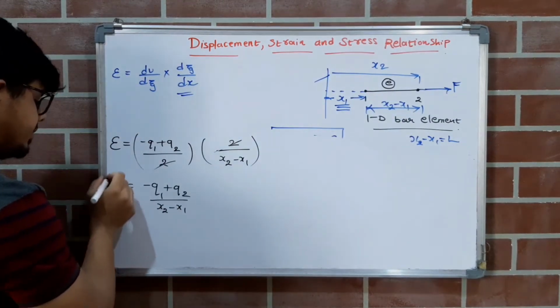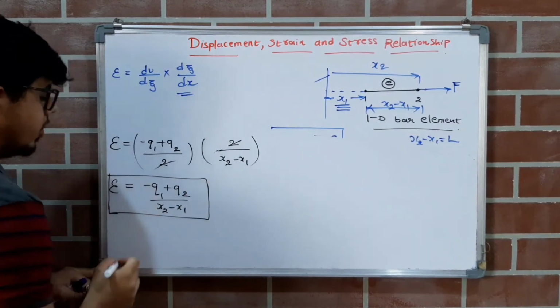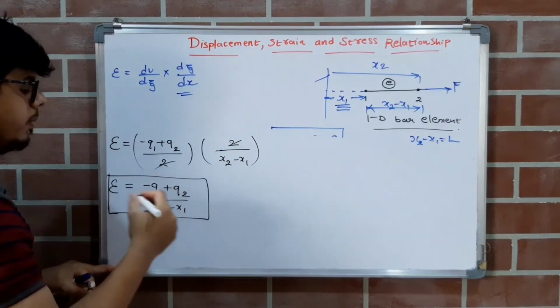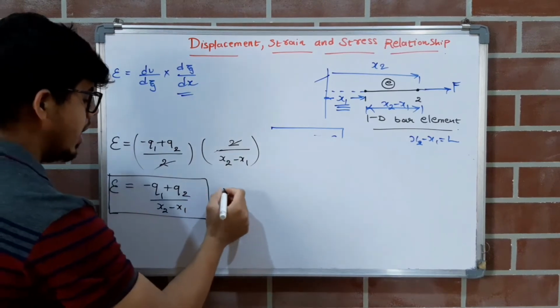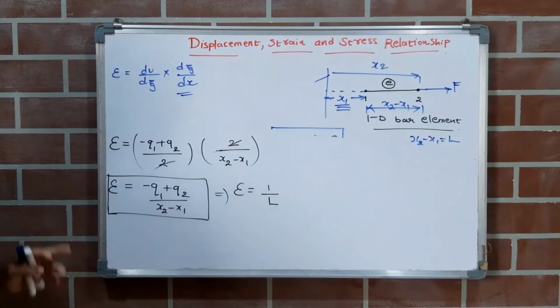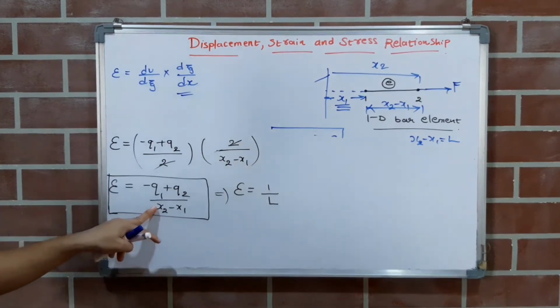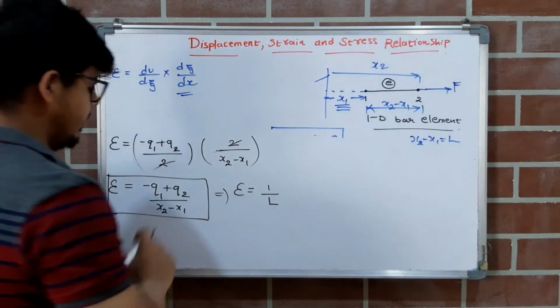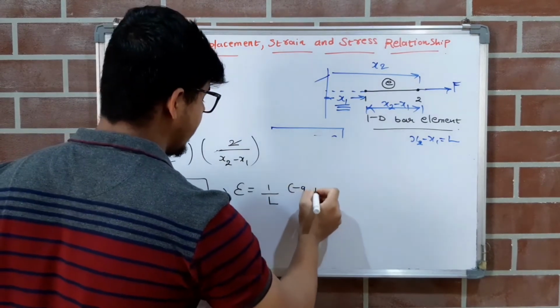So it is epsilon. Now in FEA we all know that we have to convert this formula into matrix form. So how can we convert? This length is a constant term, so we bring it out, so it is 1 upon L. I am now representing x2 minus x1 as L. So we have this term minus q1 plus q2.